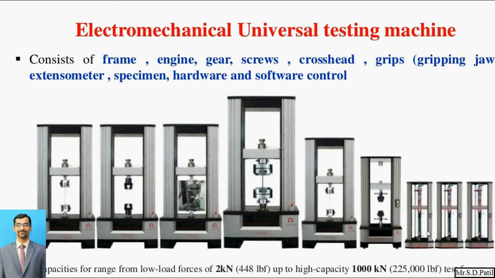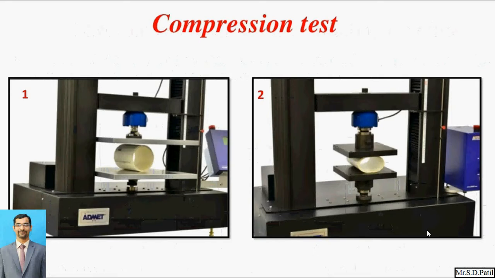If the test is very precise, then we will go with the lowest capacity machine, that is 2 kilonewton, for precious applications or precious material. But in case of 1000 kilonewton, the error percentage is more. If the error percentage is 1%, it means the error in the reading can be almost 10 kilonewton. So this is the schematic diagram of a compressive testing machine.